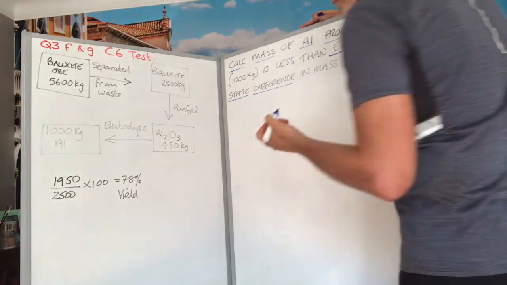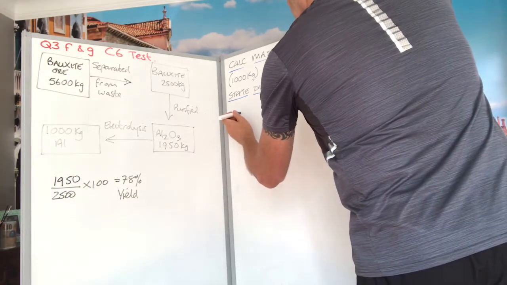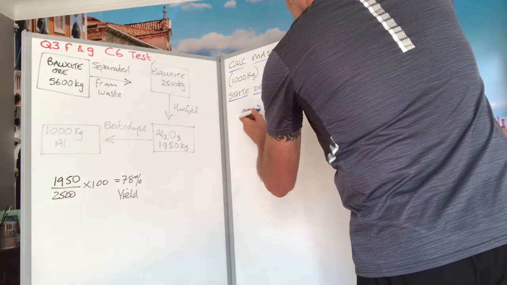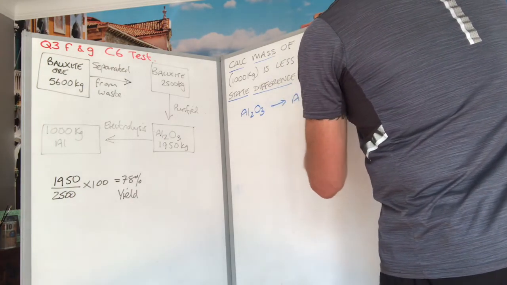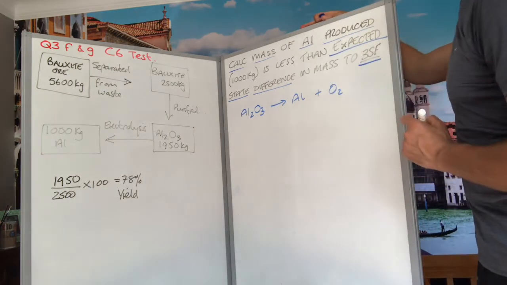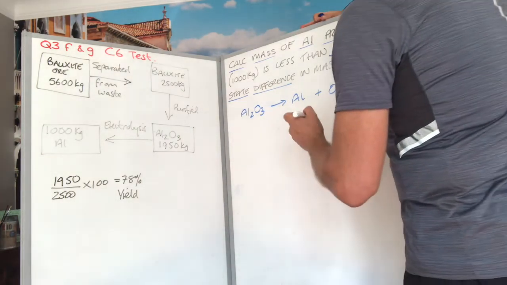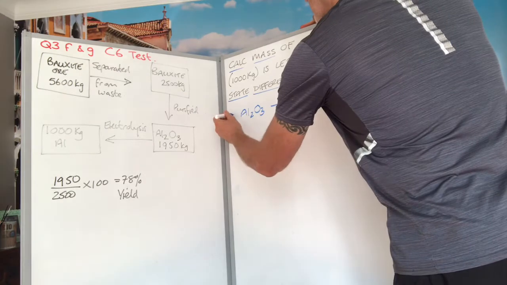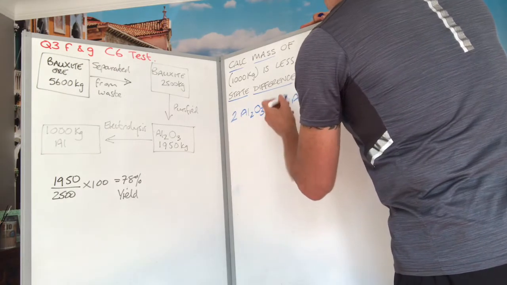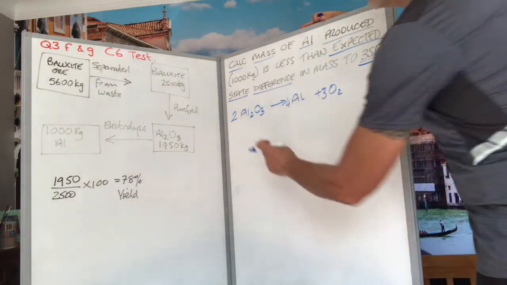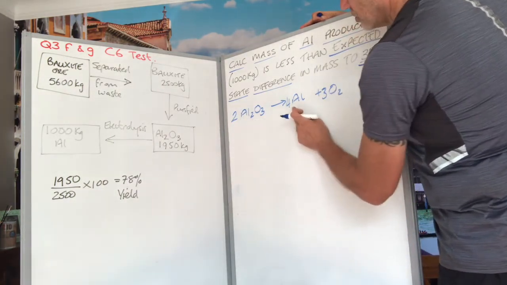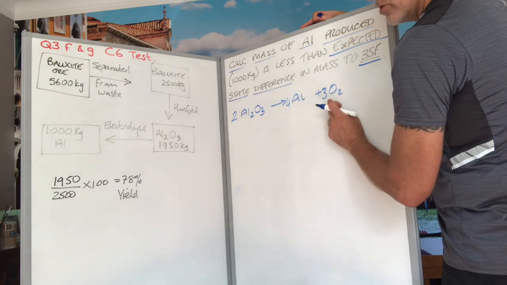So first of all, we're going to write the equation. So aluminium oxide is going to produce aluminium and oxygen, and we want to balance that up. So let's make that 2, that 4 and that 3. So 2 moles of aluminium oxide produce 4 moles of aluminium and 3 moles of oxygen gas.